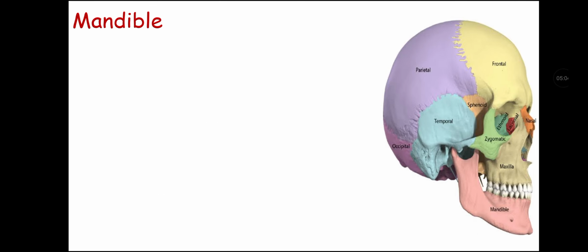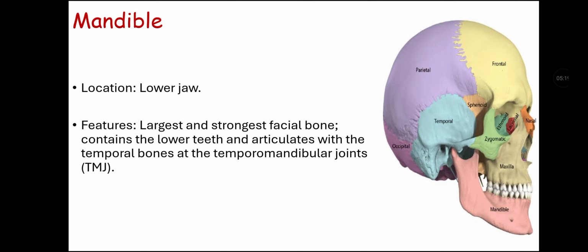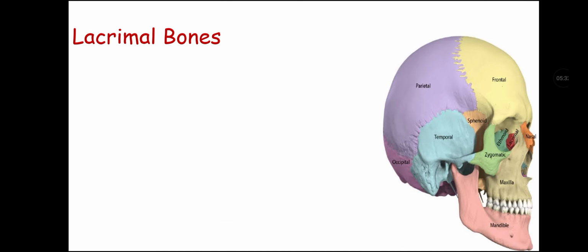Next bone is the mandible. As you can see here in the diagram, the light pink color bone at the lower region is the mandible. It is an unpaired bone, that means there will be one mandible in every skull. It is located at the lower jaw area. It is the largest and strongest facial bone. It contains the lower teeth and articulates with the temporal bone at the temporomandibular joint. It is essential for chewing and speech.